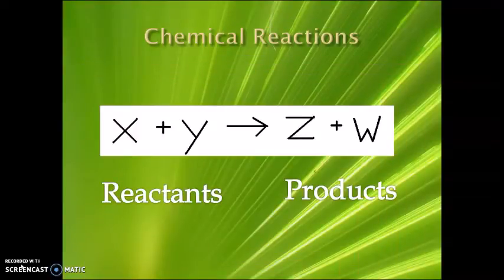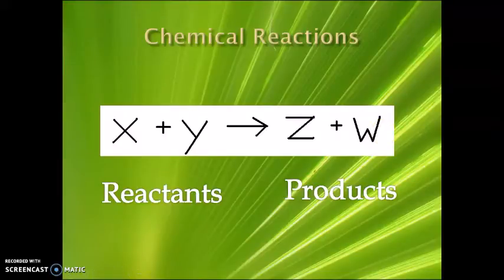This represents a simple chemical reaction. Okay, on one side, you have your reactants. So a reactant is an ingredient. It's what goes into a reaction. On the other side, we have our products. A product is an outcome. It is what comes at the end of a reaction.